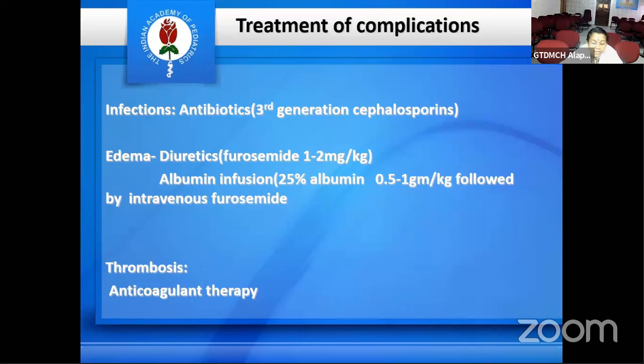You can treat edema with diuretics, mainly loop diuretics like furosemide, 1 to 2 mg per kg. And if the edema is not subsiding with furosemide, albumin infusion can be given, 25% albumin, 0.5 to 1 gram per kg, followed by intravenous furosemide. Because there will be an influx of edema fluid into the vessels, which can cause hypertension, heart failure, etc. So we have to give intravenous furosemide when giving 25% albumin. And if there is thrombosis, you can give anticoagulant therapy like heparin, low molecular weight heparin, warfarin, etc.